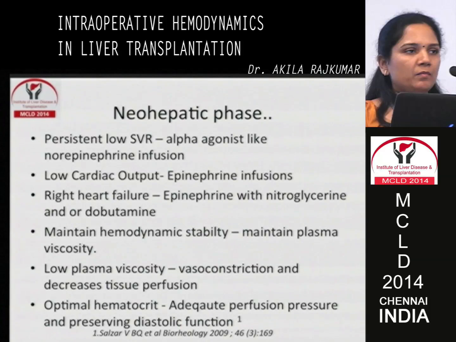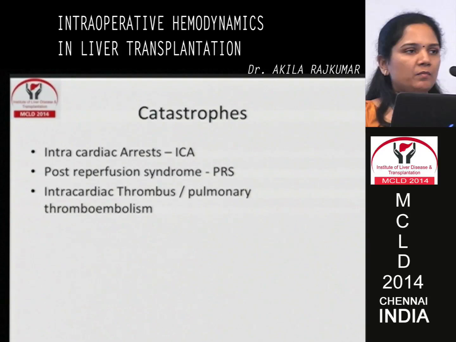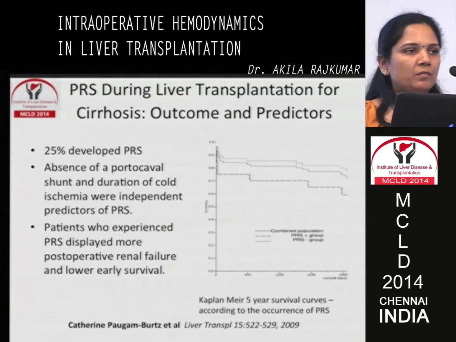And also, you have to maintain adequate plasma viscosity, which is essential to maintain hemodynamic stability. The catastrophes which can happen are intracardiac arrest. They can be because of post-reperfusion syndrome, or intracardiac thrombus causing pulmonary thromboembolism, and rarely bleeding as well. We need to be prepared to handle all of them.